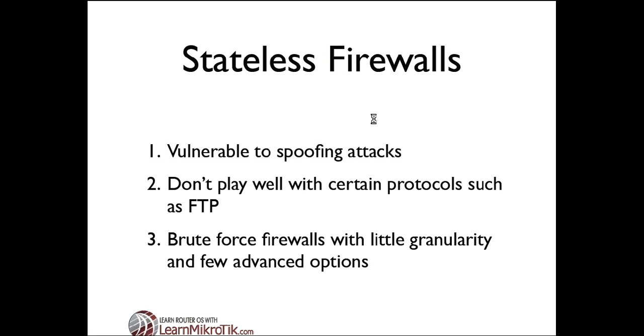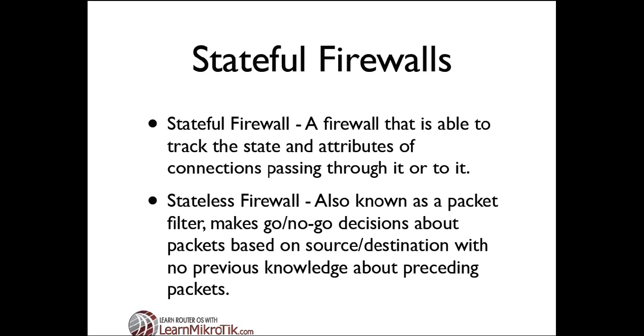So I want to lay some groundwork here, and the lag on the slides sometimes gets me a bit confused, but first of all, I'll tell you what a stateful firewall is. A stateful firewall is a type of firewall that's able to track the state and the attributes of the connections passing through it or going to it. And this is juxtaposed with a stateless firewall, which is commonly known as a packet filter, and it simply makes go or no-go decisions for packets based on source and destination. And stateless firewalls have no knowledge about preceding packets. They are only living for the moment. Packet comes in, they make a decision, and they wait for the next packet.